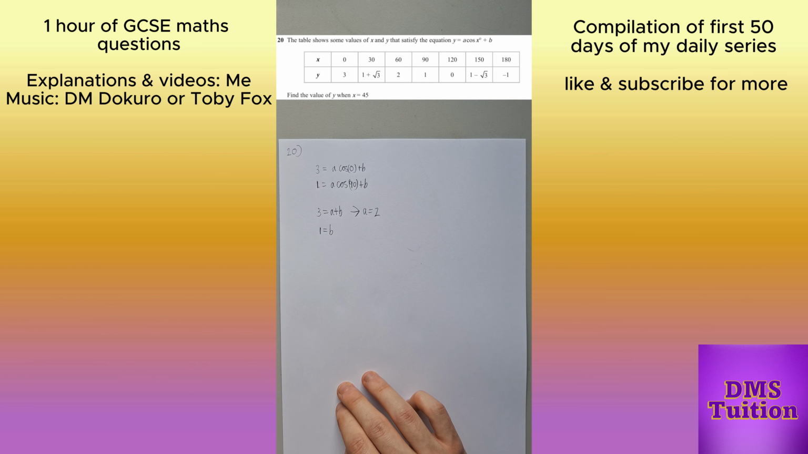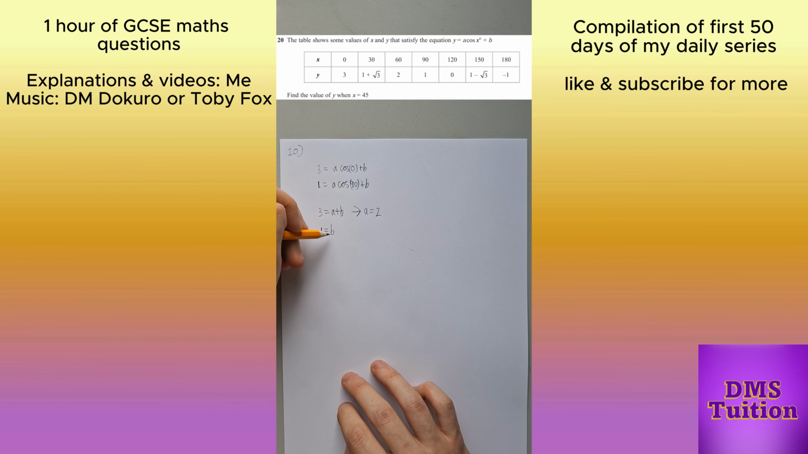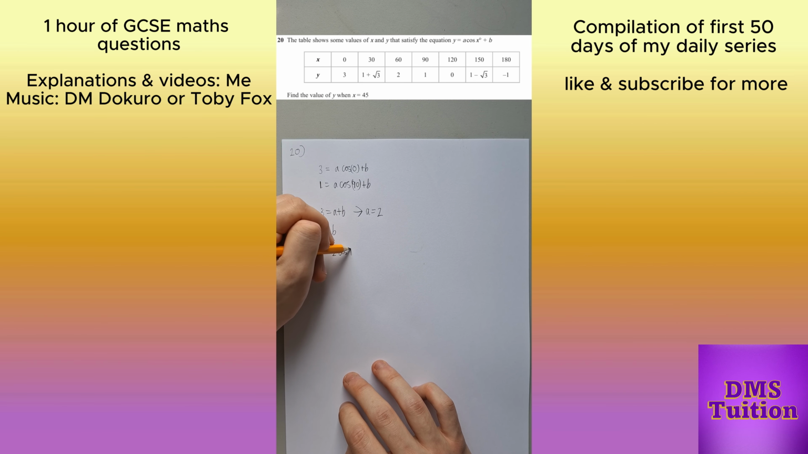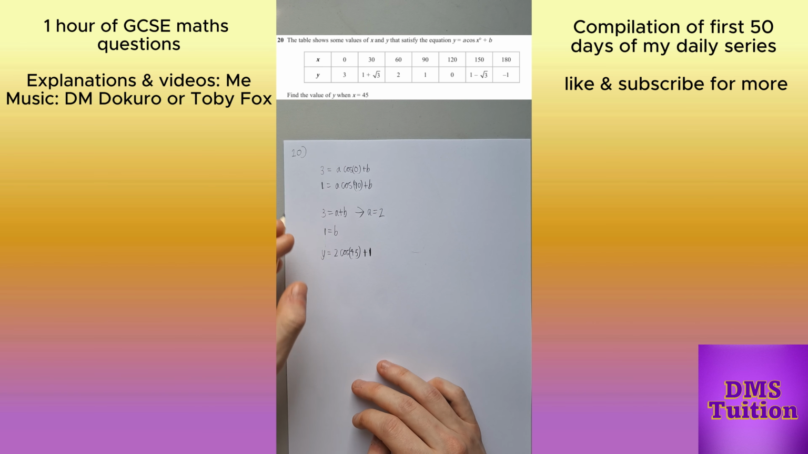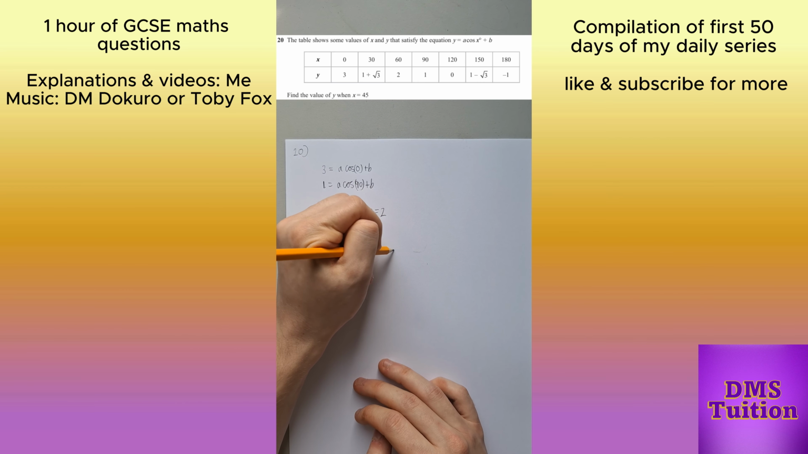And then we need to work it out when x equals 45. So, right, y equals 2 cos 45 plus 1. And I'm just going to draw a little thing quickly to show you how to remember the exact angle formulas.